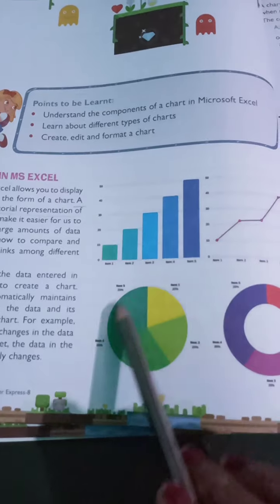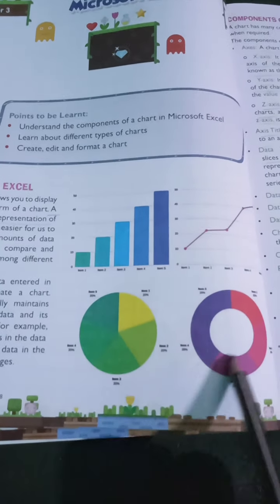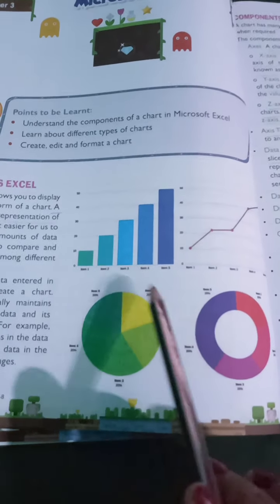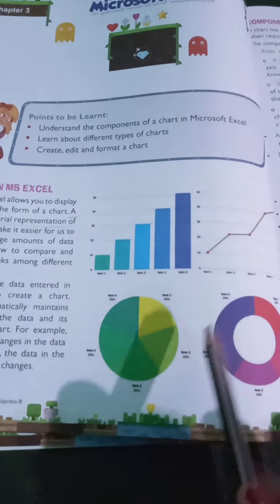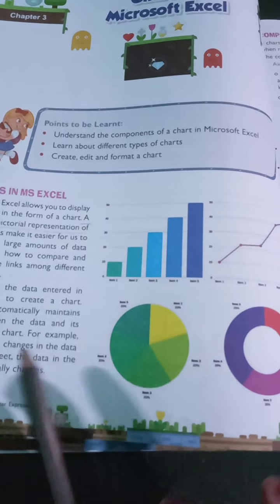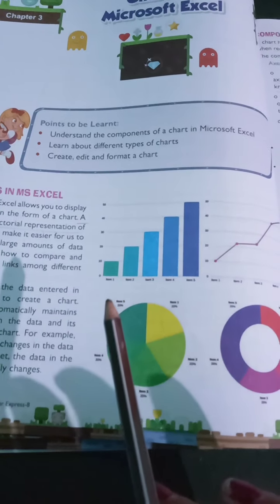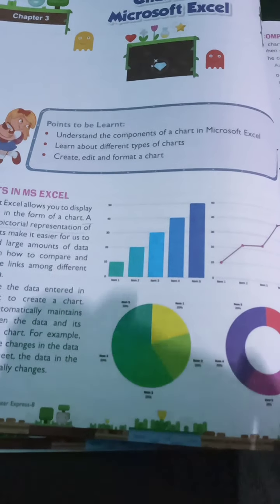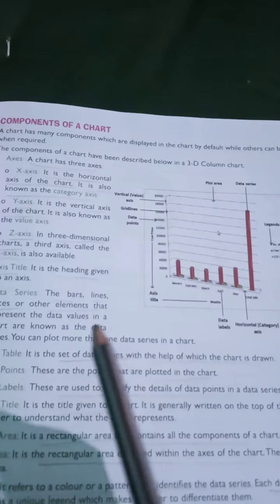A chart is a pictorial representation made after conversion of some data into charts. For example, there are different types of charts: scatter chart, pie chart, line chart. We will study all of these in detail. For that we need to understand each and every component of a chart.